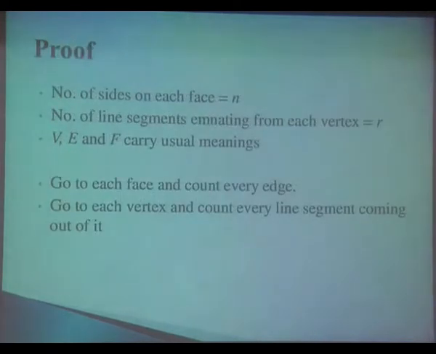So the proof is this: because the faces are all congruent polygons, let's assume that the number of sides of each polygon is n, small n, and the number of line segments that join in at each vertex, let that be r. Because it's a platonic solid, they'll be the same. V, E, F carry the usual meanings.